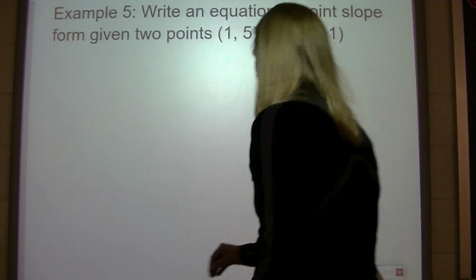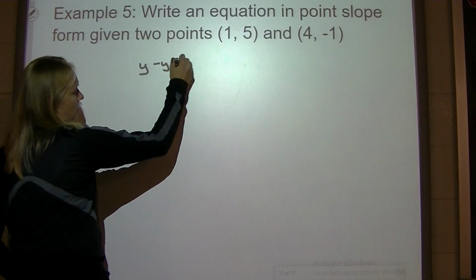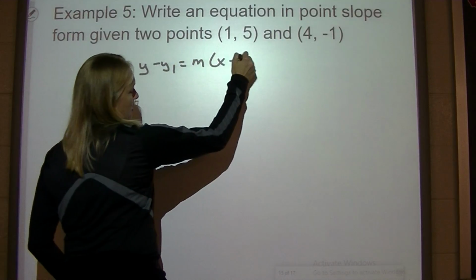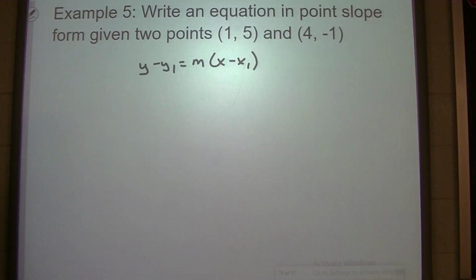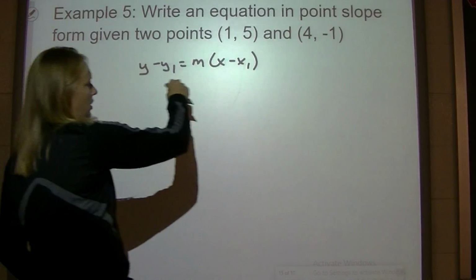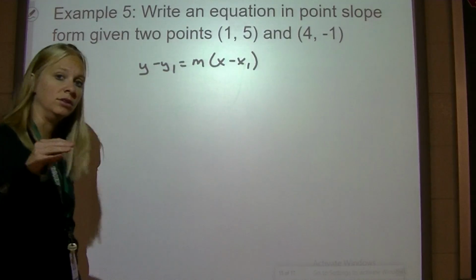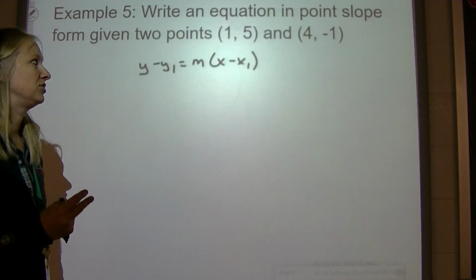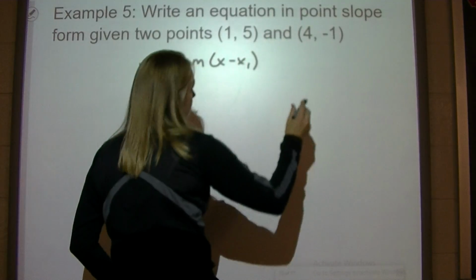Equals m and x minus x1. So y minus y1 equals m(x minus x1). Some of you might say, all right, so 1 and 5 go into y1, x1, 4 and negative 1 go into y and x. No. The reason we're given 2 points is just so we can find the slope. So we use these two ordered pairs to find the slope.